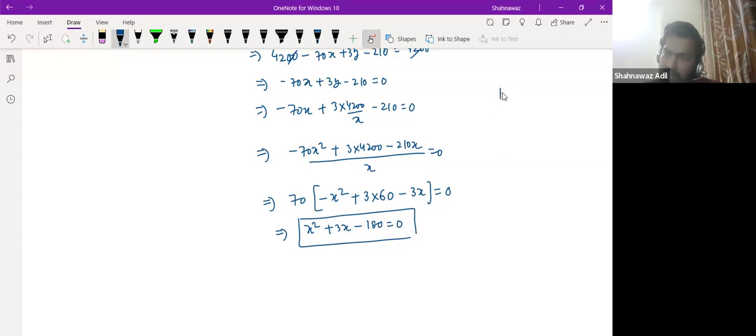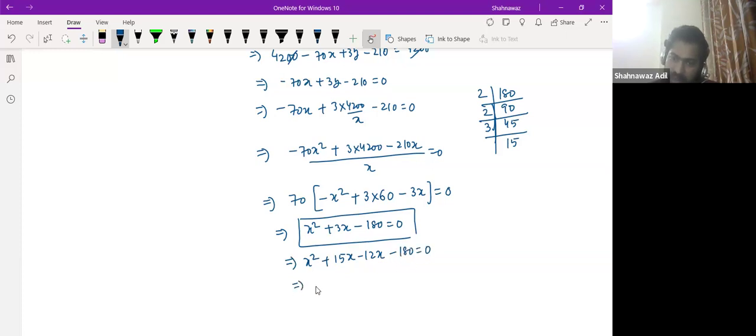So we have to break 180, right? This is 3 and 15. So we have got our answer, right? So x square plus 15x minus 12x minus 180 equal to 0. So x plus 15 and x minus 12. So this was a very deep equation, right?